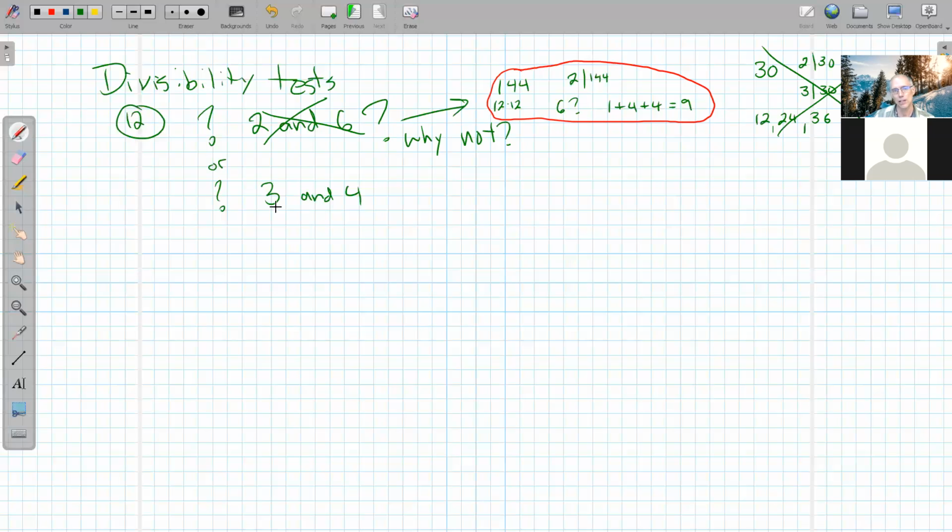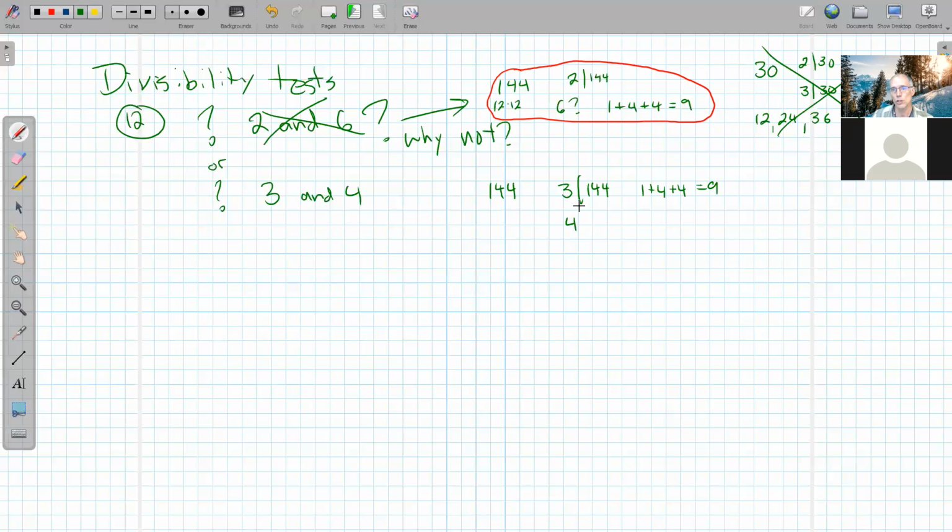Okay, we'll come back to that. Let's try 3 and 4. So let's see, we'll pick on the same two numbers, 144. So 3, does 3 go into 144? The answer is yes. We tested that earlier because 1 plus 4 plus 4 is equal to 9, and 3 divides 9.